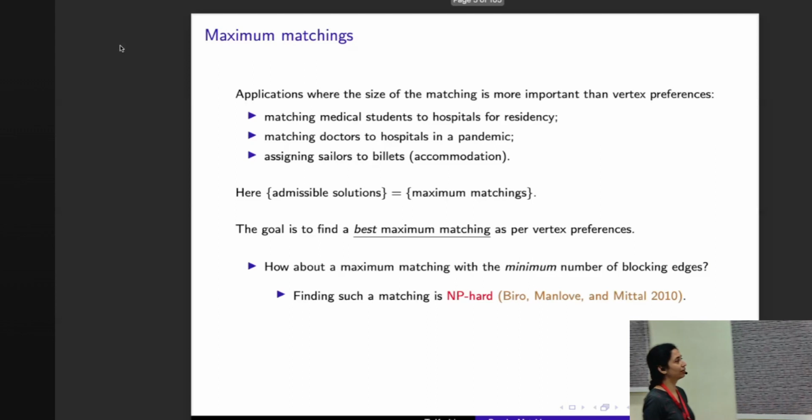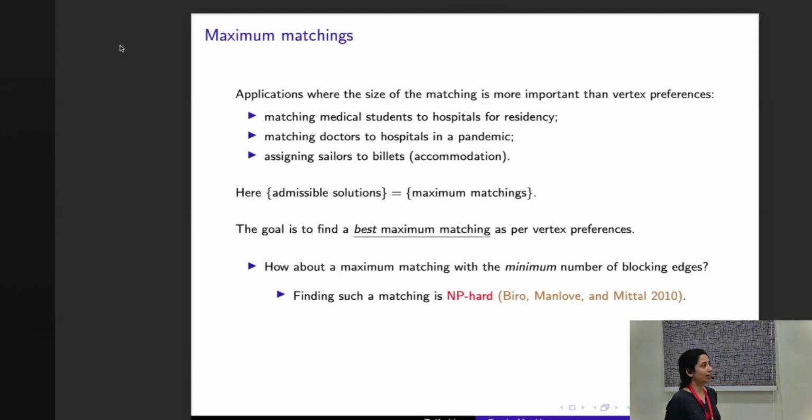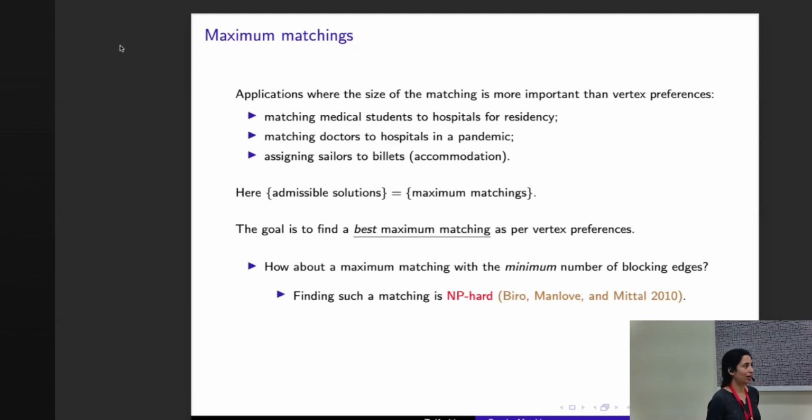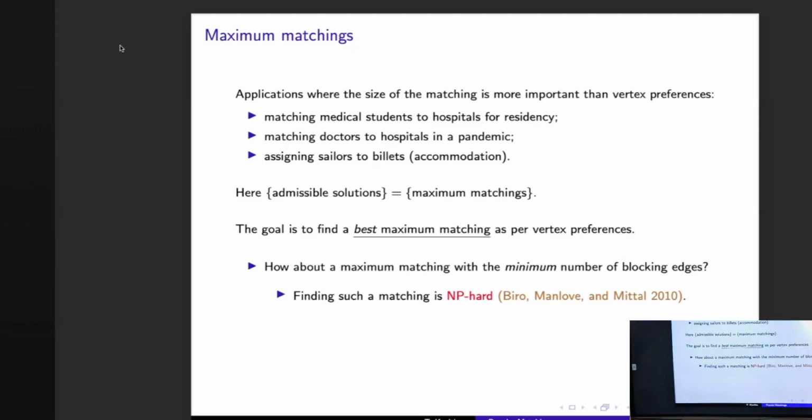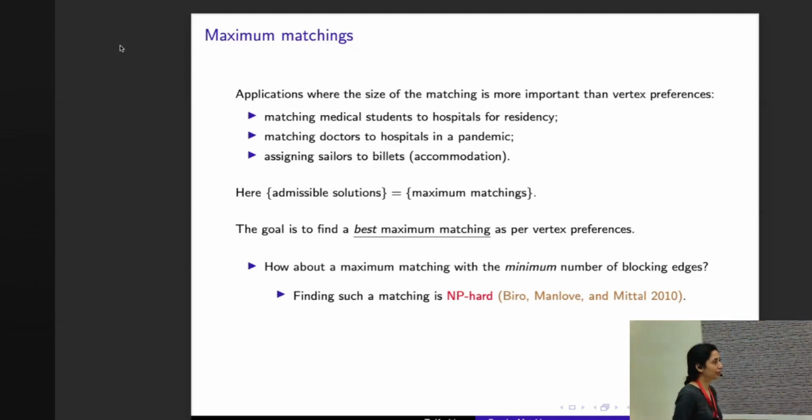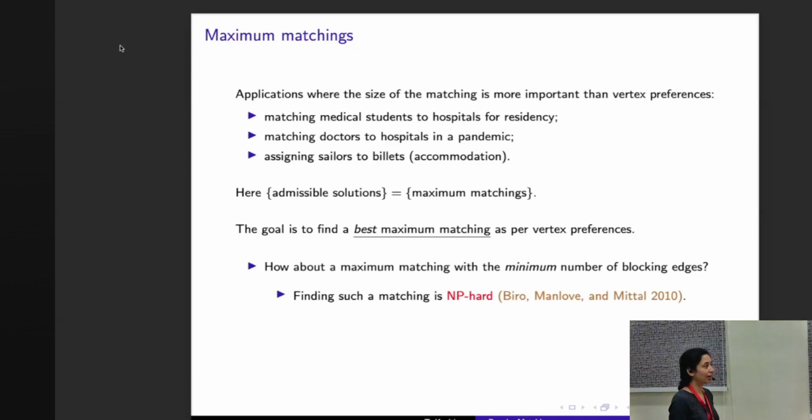So a very natural definition is the following. How about a maximum matching with the minimum number of blocking edges? Pallavi was also talking about this problem, and as she said, finding such a matching is NP hard. This was already considered many years ago by Biro, Manlove and Mittal, and they showed it's NP hard. So since we are in the realm of popular matchings, how about a maximum matching that's popular?